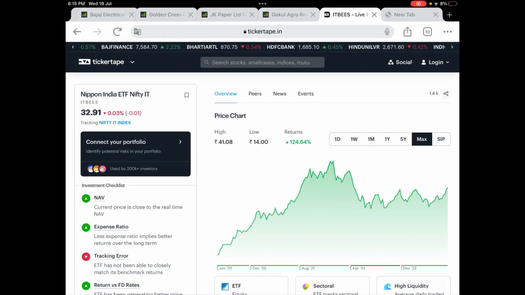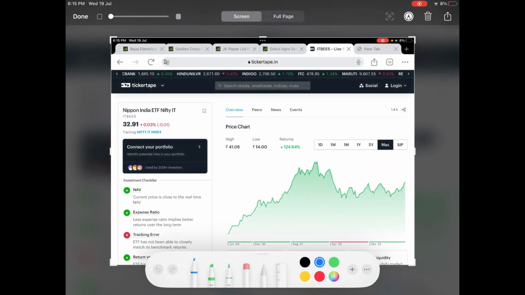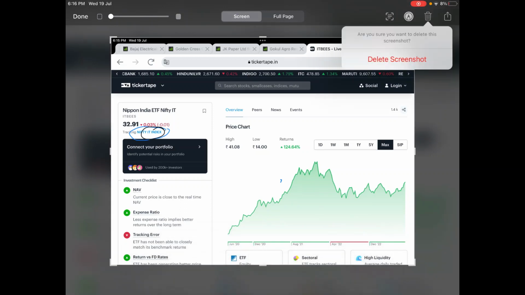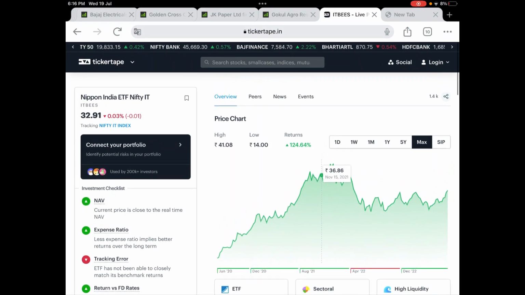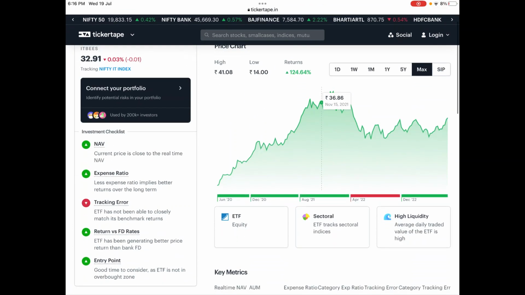So now I have opened a ticker tape where we'll analyze some of the ETFs, and the list of ETFs is available here, or you can also check on the NSE website. So here I have opened, if you see, Nippon ETF IT, which tracks, see over here it is mentioned what it tracks. It tracks the Nifty IT, correct? And these are the different parameters which it is showing, and the graph. Currently it is quoting at 32.9 rupees, correct?